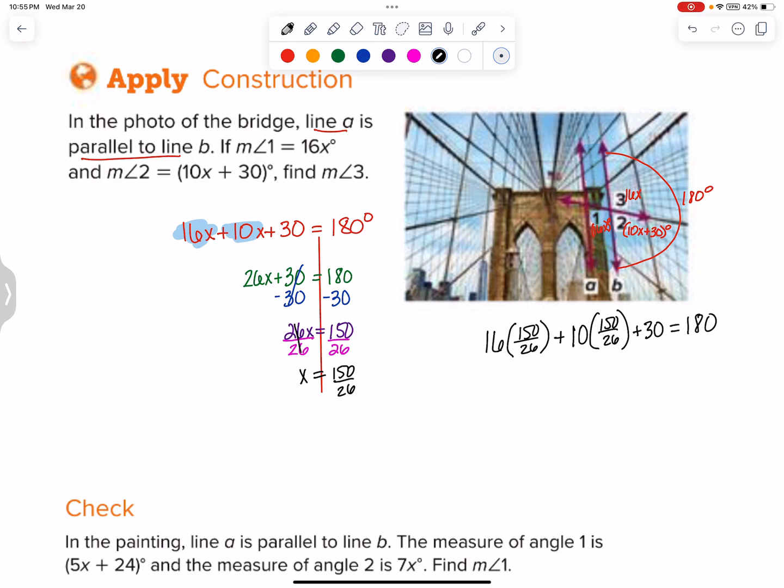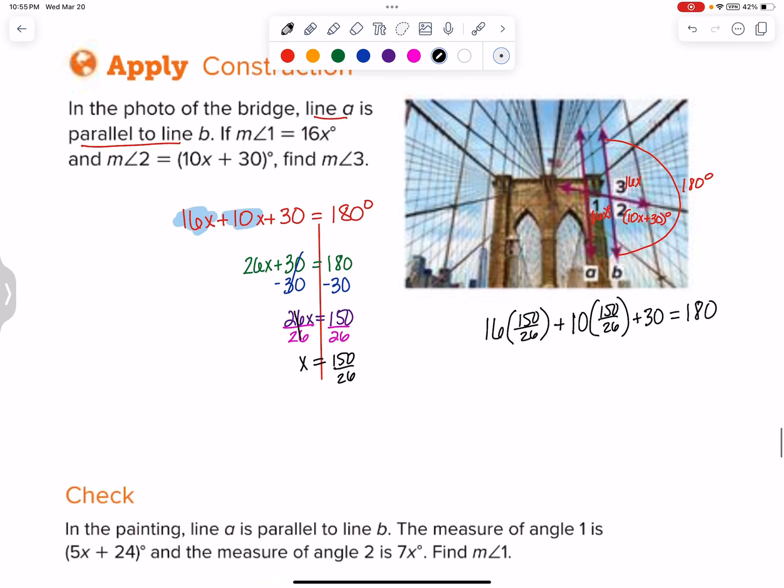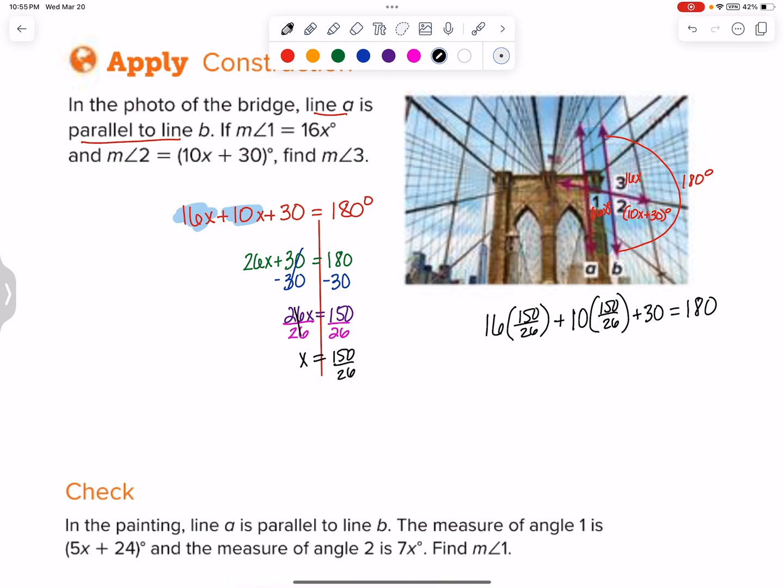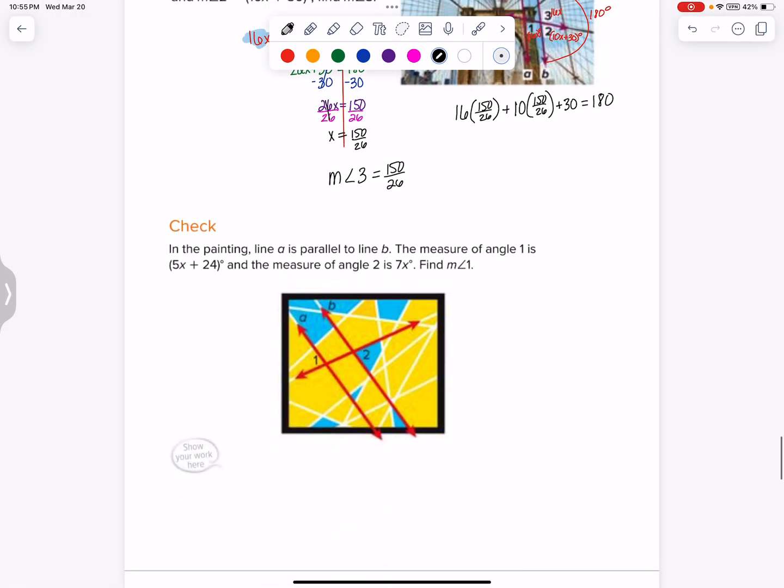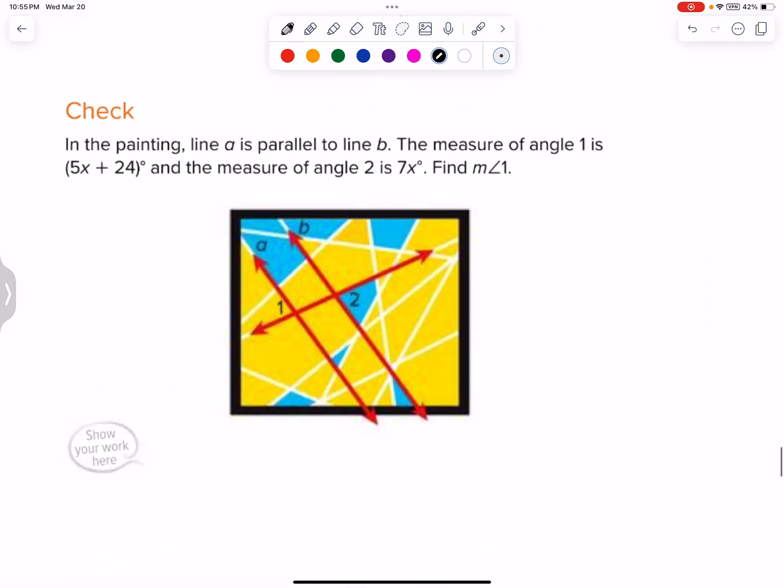All right, so let's go ahead and move on. So the measurement of angle 3 equals 150/26. Okay, moving on. All right, let's go ahead and try out the check. Okay, here's the information they give you. Line A is parallel to line B, which we know.